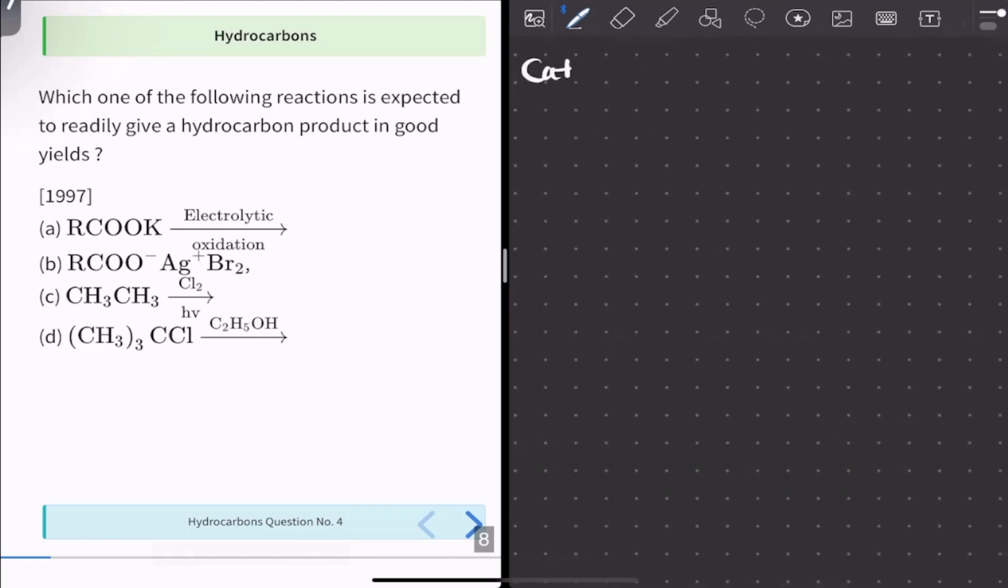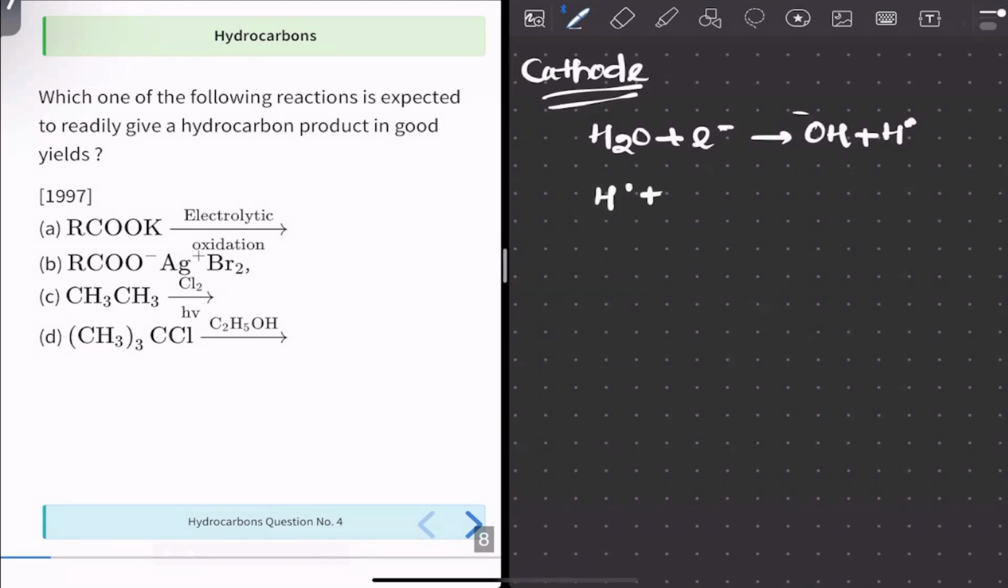Let's see the cathode reactions also. The cathode reaction would be: the water will be split into OH minus and H free radical. And these free radicals of hydrogen will combine with each other and liberate hydrogen gas at the cathode. So if the question asks which gas would be liberated at the cathode in this electrolytic oxidation reaction, it will be hydrogen.